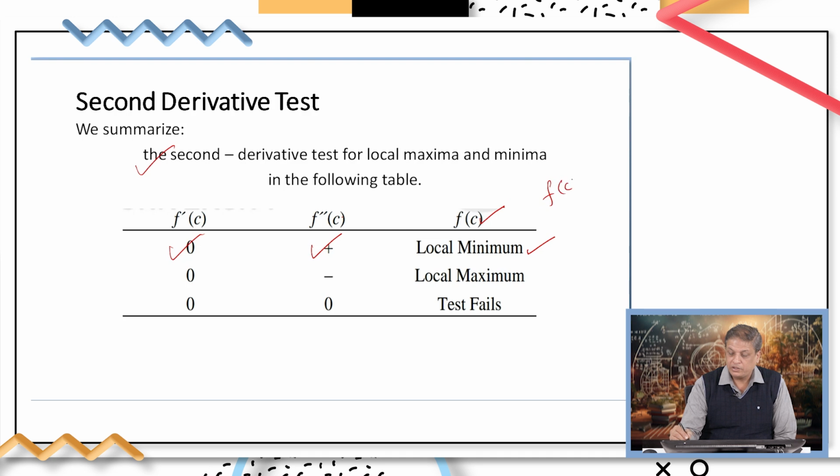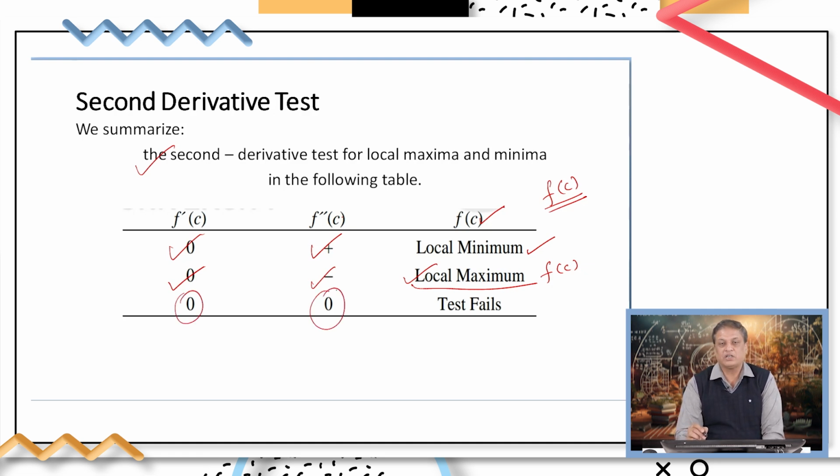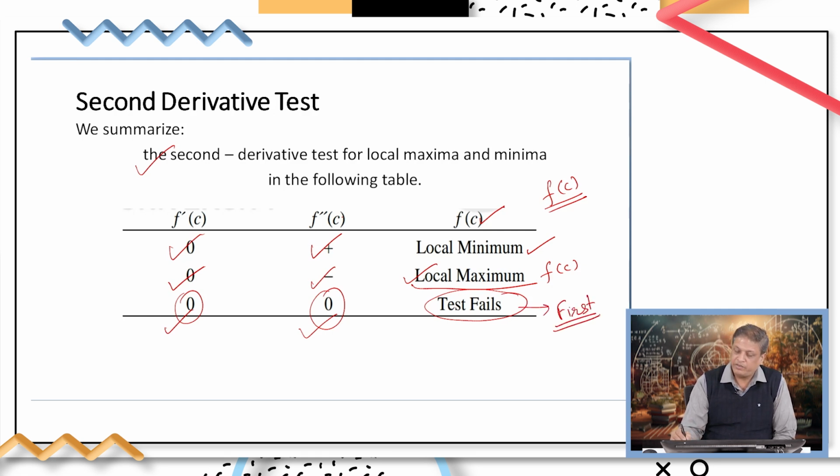Local minima of the function lies at point c. So, f(c) represents the local minima, and if f'(c) is equal to 0 and if f''(c), the second derivative of the function at point c, is negative, then f(c) is the local maxima. There are situations wherein the second derivative test fails. We discussed that in case f'(c) is equal to 0 and f''(c) also turns out to be 0, then the second derivative test fails, and in that case we are supposed to perform the first derivative test.